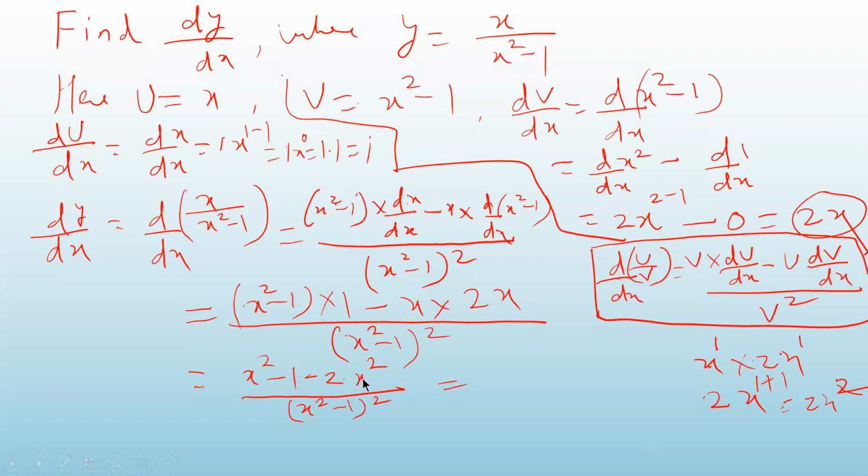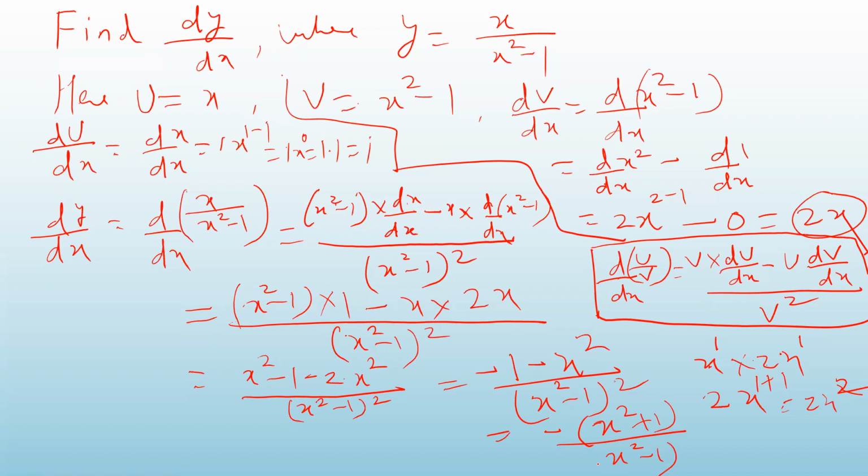This is x square. See, in mathematics, only like terms get added and subtracted. So here this x square and this x square, these are the two terms having the same power of x. So they will be added or subtracted together. So this is x square and this is minus 2x square. So here the coefficient is 1 and here it is minus 2. So it will become minus x square plus 1, divided by x square minus 1 whole square. Okay. Now a good mathematician will not write the answer in this way. Minus will be taken out and you will get 1 plus x square or x square plus 1. This will be the final answer.